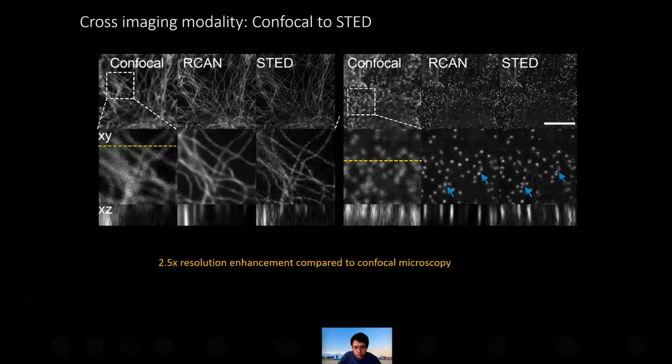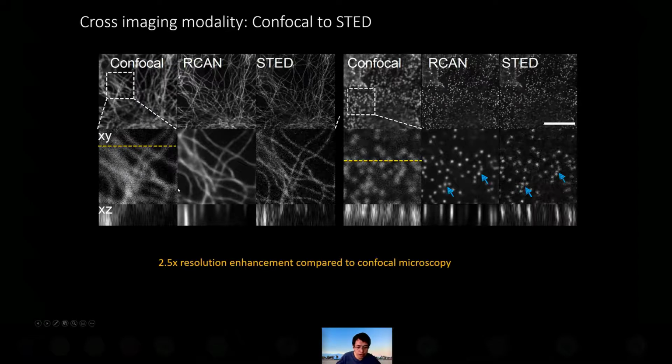Motivated by these synthetic data set results, we then applied this 3D RCAN to confocal images, and we want to ask if the 3D RCAN can learn the STED images from the confocal images or not.